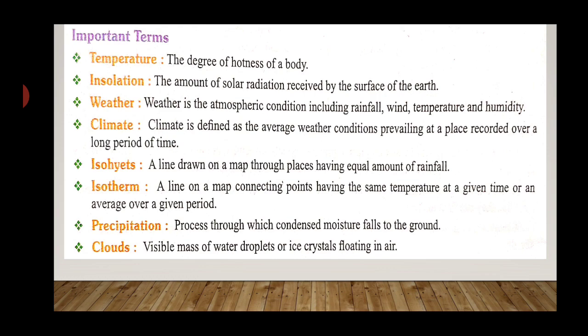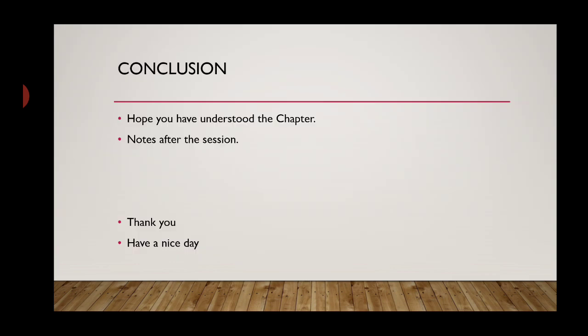Now at the end of the chapter, there are some important points and important headings which you need to remember, and which you can also get in the form of short notes. These are the points which you have to memorize and read again. First point is temperature, second is insolation, third is weather, fourth is climate, fifth is isohyets, sixth is isotherm, seventh is precipitation, eighth is clouds.